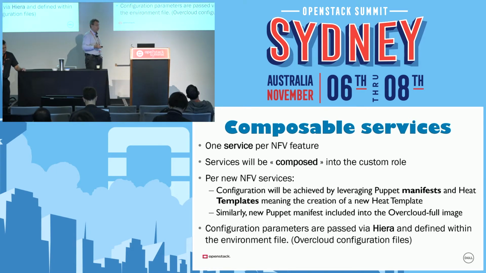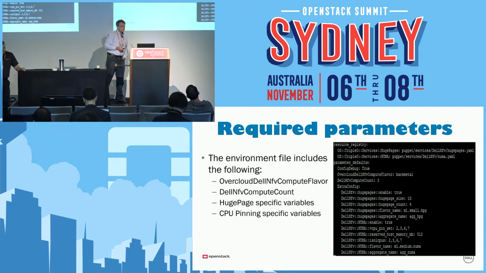Similar to how various other things have been done, we created the configuration file which the hierarchy is driving, so it's post-deployment steps. Here is an example of what the environment file would look like. 2 services are defined on the top, one for huge pages, one for NUMA, and here are the default parameters for each of the services defined.